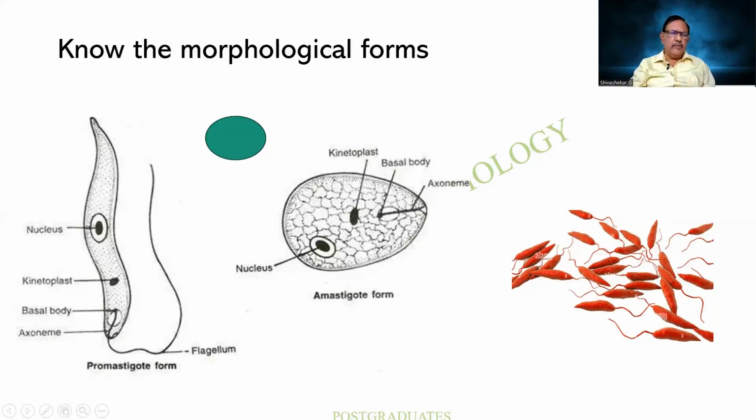There is a nucleus. Of course, any cell should have a nucleus. There is a kinetoplast. But more important for me will be this basal body. The basal body is there, and then there is an axoneme from which I get the flagellum. Now, when the conditions are not very congenial, it gets converted into an amastigote form. It is something like your cystic counterpart in the amoeba.